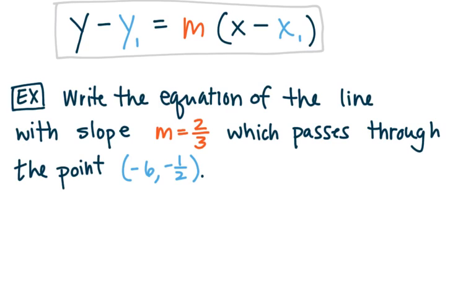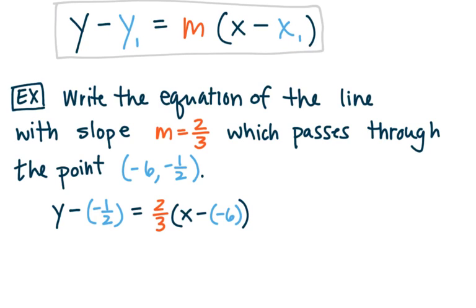In this example, we're asked to write the equation of the line with the given slope, m equals 2/3, which also passes through a given point, -6, -1/2. So what I'm going to do is I'm just going to plug everything into my point slope formula. Y minus -1/2 equals 2/3 times the quantity x minus -6. So all we have to do is plug my y and my x values in, and then my m value.